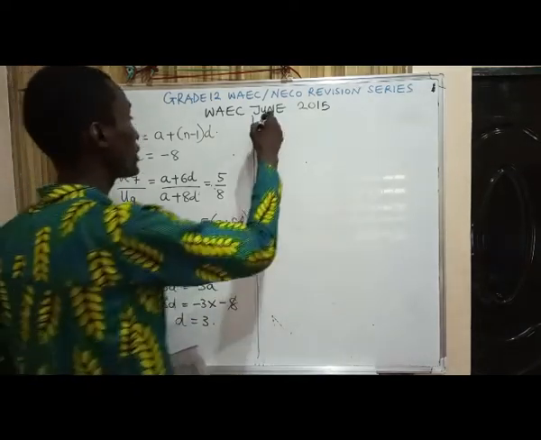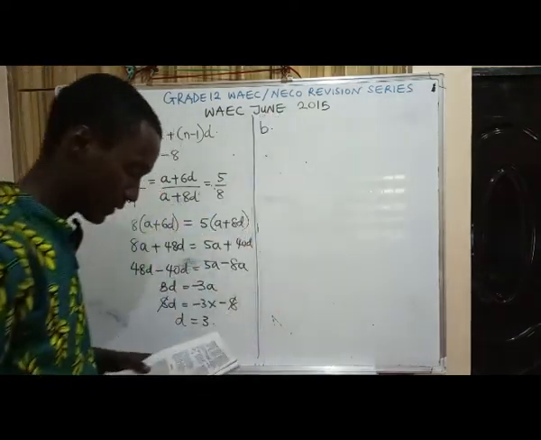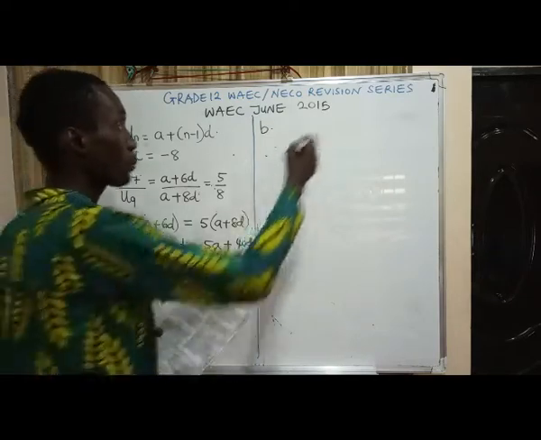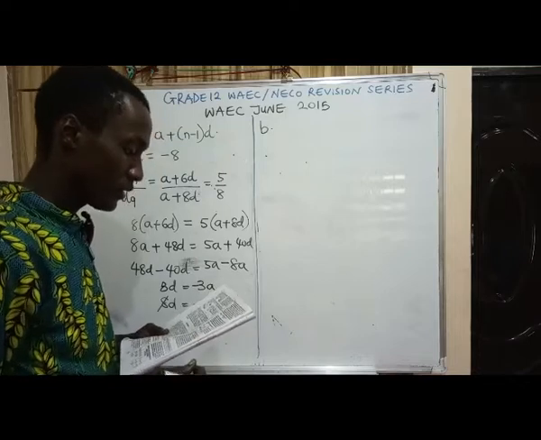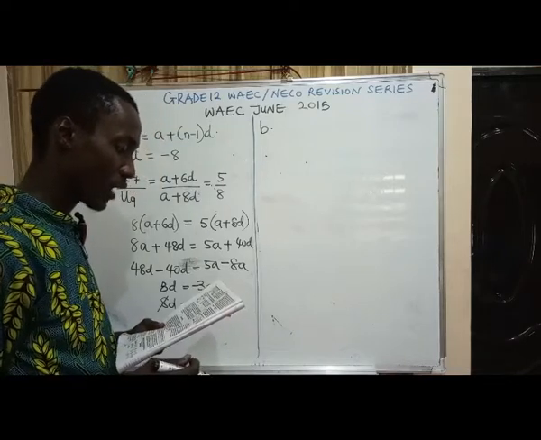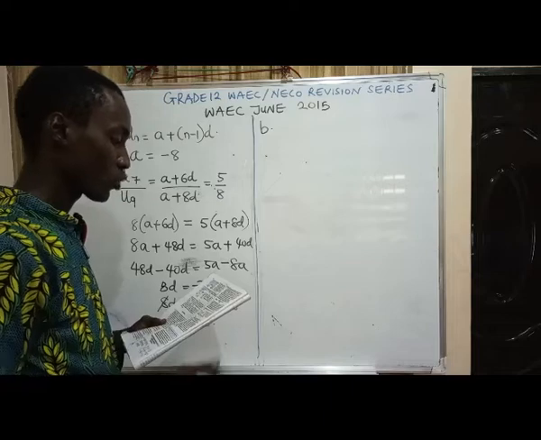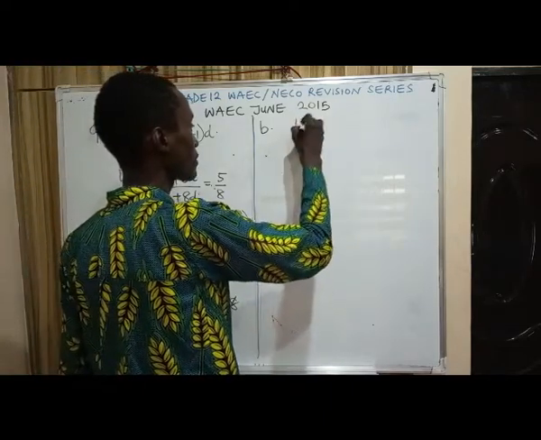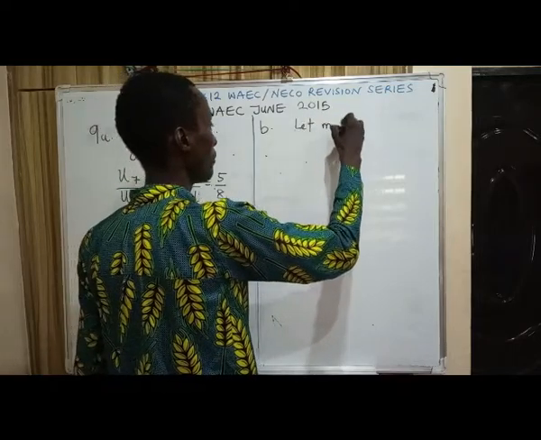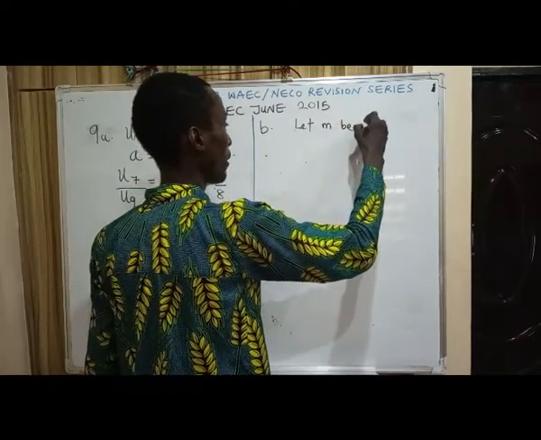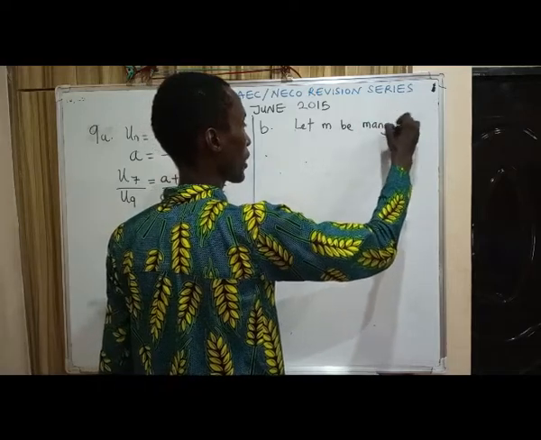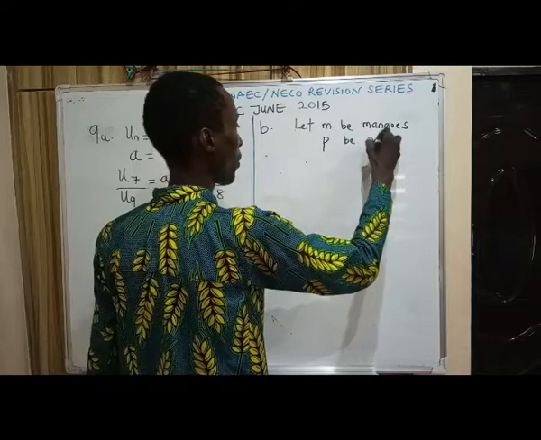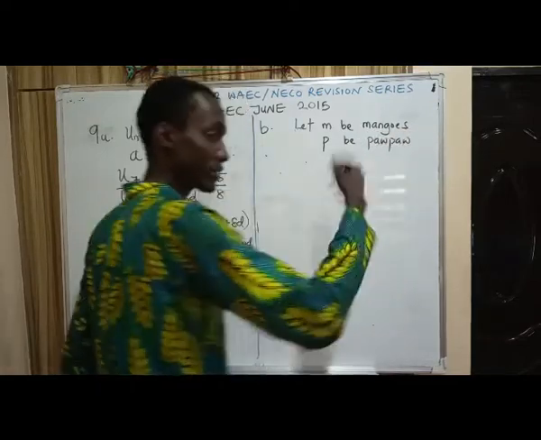Now, question B is testing another area of maths. A trader bought 30 baskets of pawpaw, which I'm going to call P, and 100 baskets of mango, which I'm going to call M, for 2,400. So I will say let M be mangoes, and P be pawpaw. By this I mean baskets of that number.